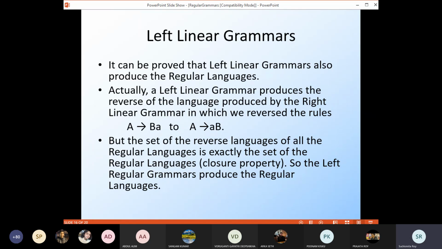Okay, right linear grammar to finite automata, straightforward conversion. Finite automata to right linear grammar, straightforward conversion. Okay. Left linear grammar, if you have to deal with it, go via a right linear grammar, which is the reverse of the grammar which you have been given.